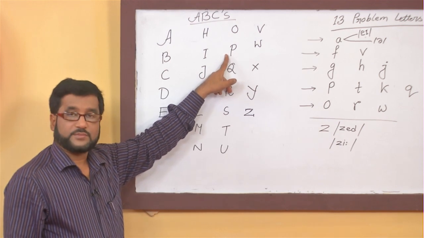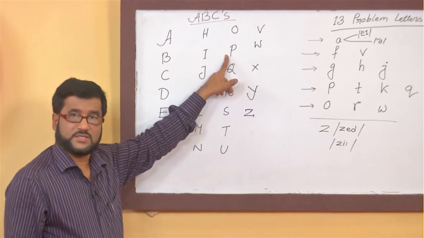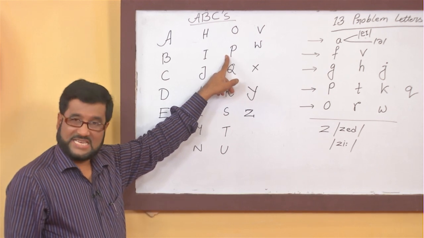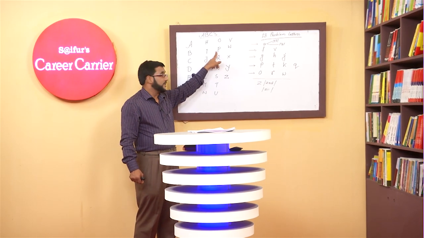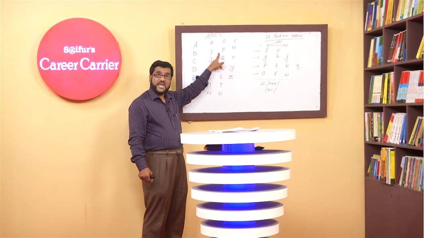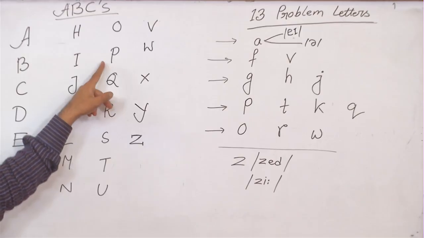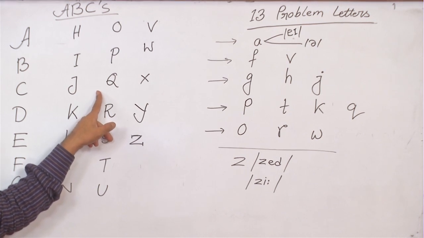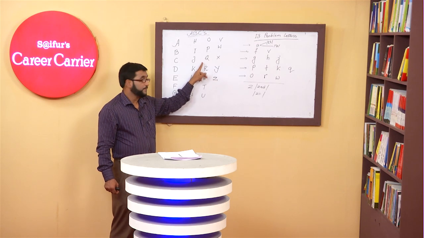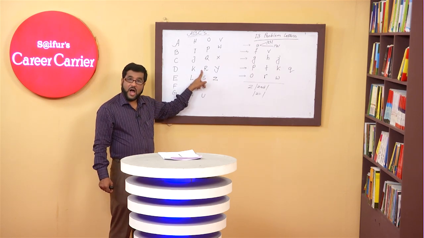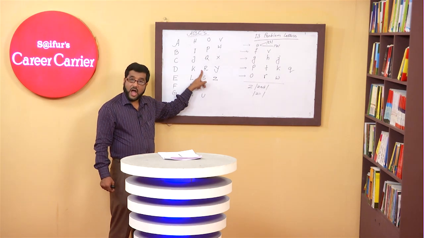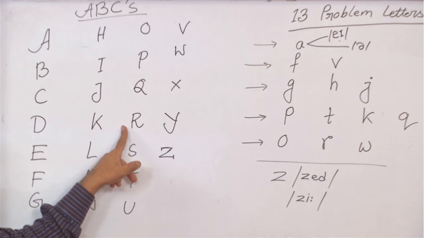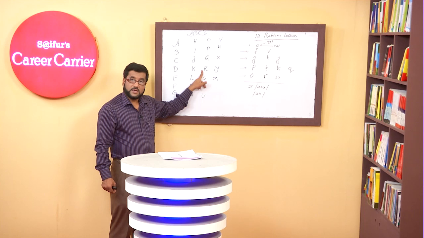And this one. Just copy me. Look at my lips. P. This letter. P. The next one. Q. Q. R. You see, your mouth is wide open. R. This is the British one. And the American one, R.